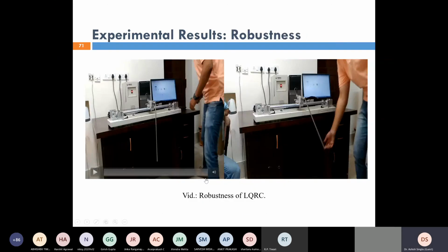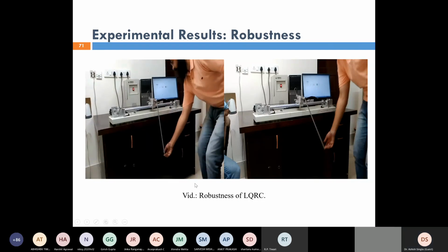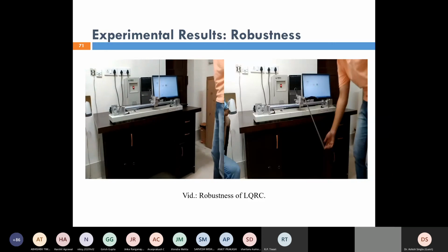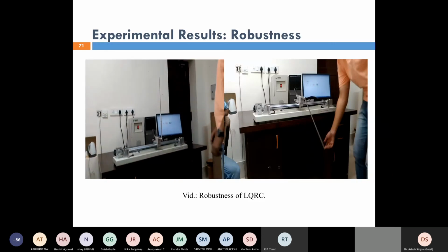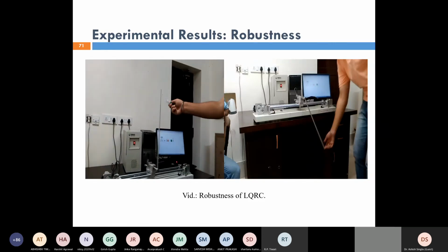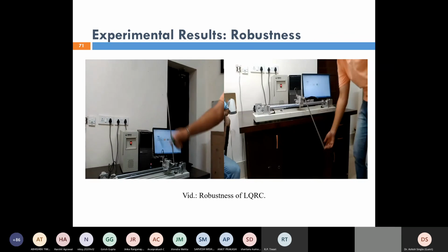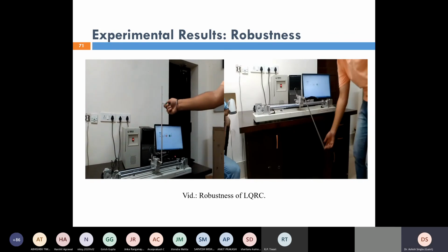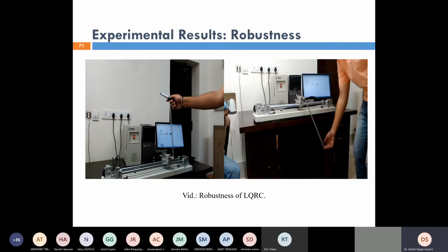So next comes the robustness of the system. Robustness means that if we want to play around, here you can see we will try to disturb the system, still it will be able to work. So it's a highly unstable system. The controller is robust. The pendulum is going down.